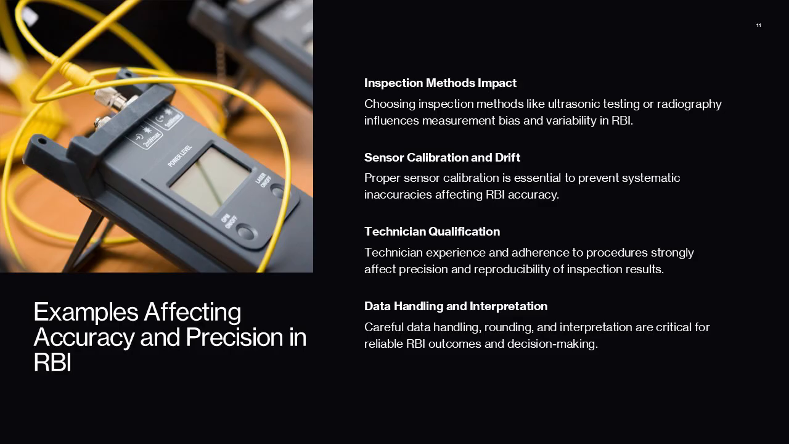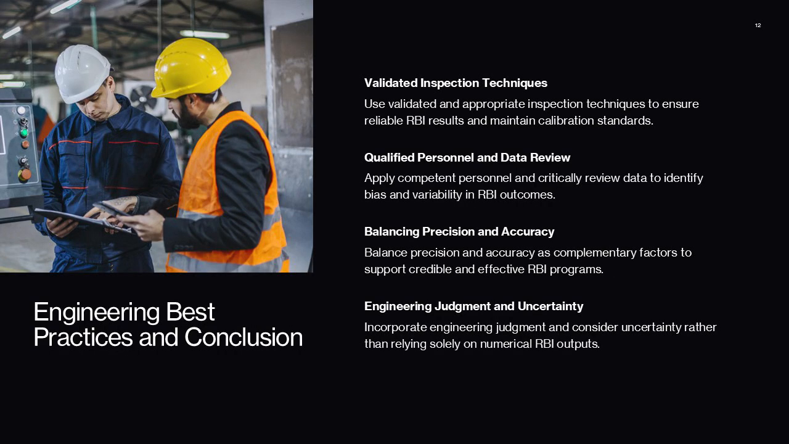supports reliable risk-based decisions. Engineering best practices for RBI, as aligned with API recommended practices, focus on balancing and improving both precision and accuracy. This includes using validated and appropriate inspection techniques, maintaining calibration and quality control, applying competent and qualified personnel, and critically reviewing data for bias and variability. Engineers should explicitly consider uncertainty when interpreting RBI results and avoid relying solely on numerical outputs without engineering judgment.